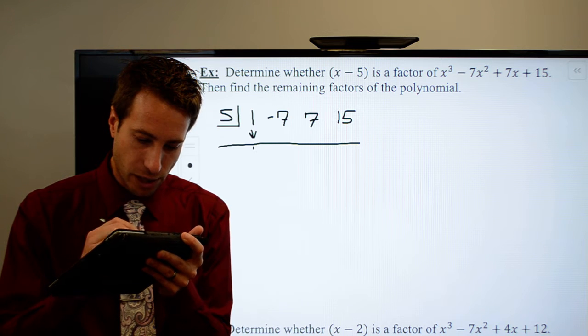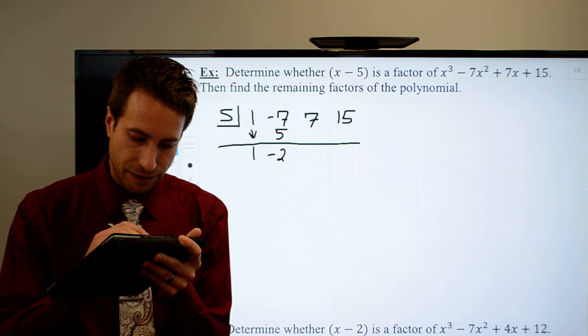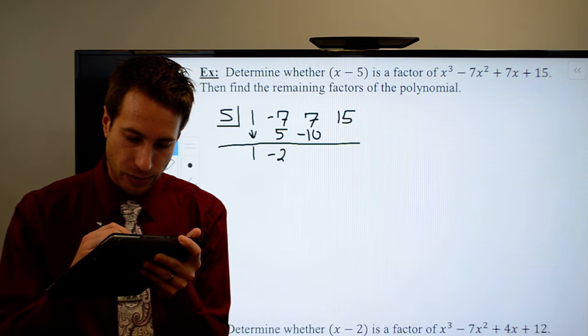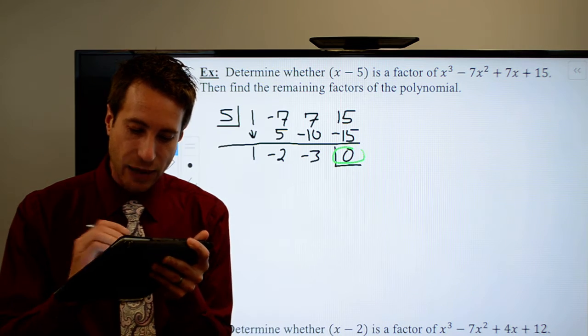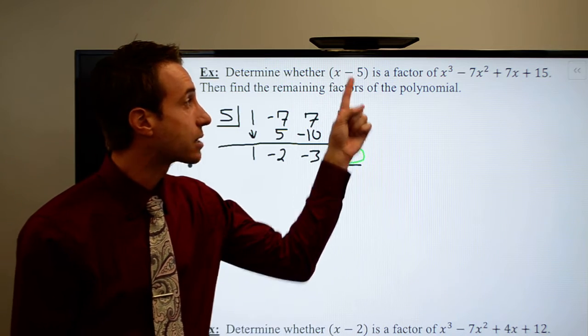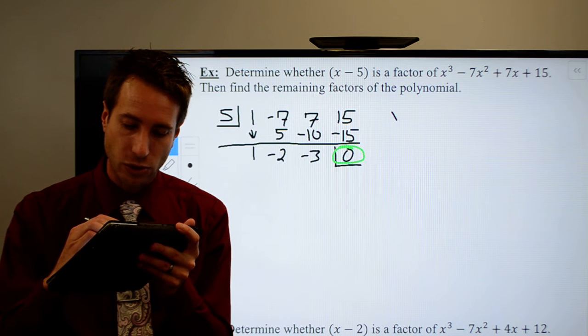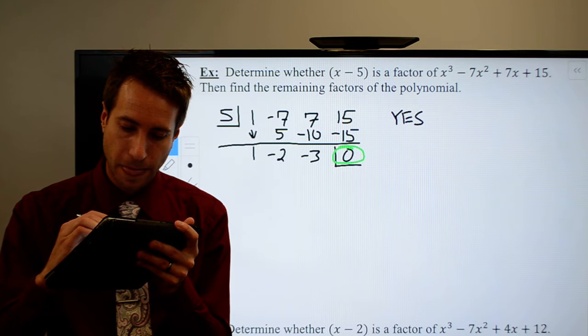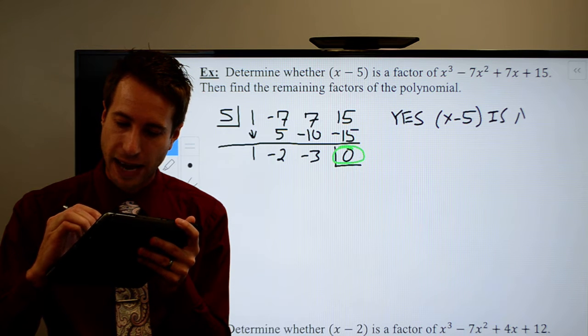Bring down that first term and multiply. That's going to be a 5, which means I get a negative 2. That's going to be a minus 10, which gives me negative 3. That's going to give me a negative 15. And look at that. I get a remainder of 0. What does that mean? That means that x minus 5 is a factor of the polynomial. So yes, x minus 5 is a factor.